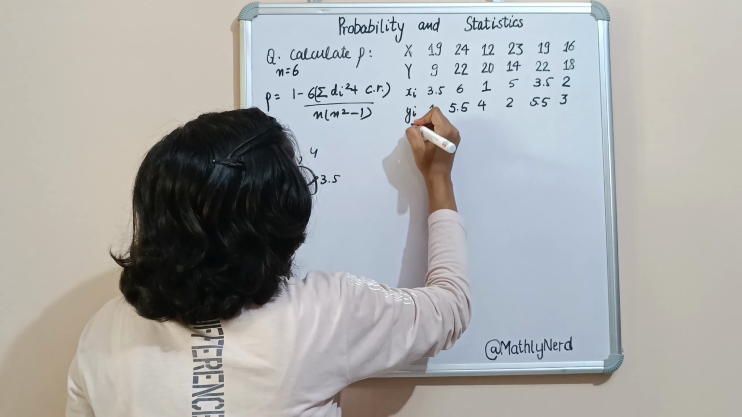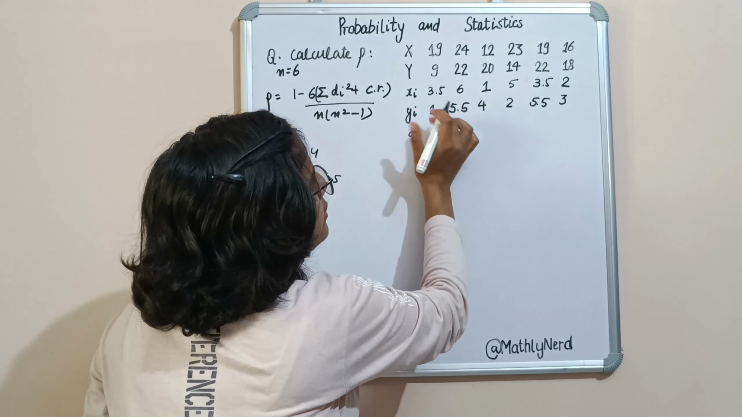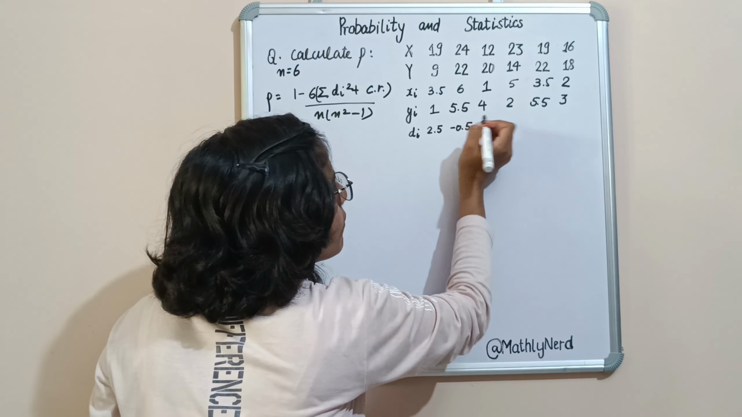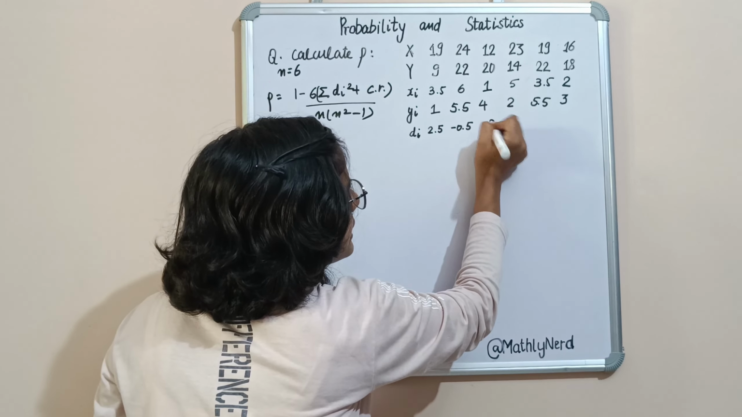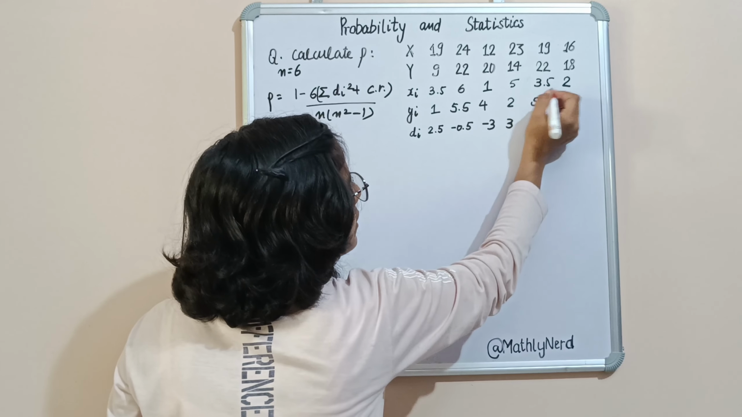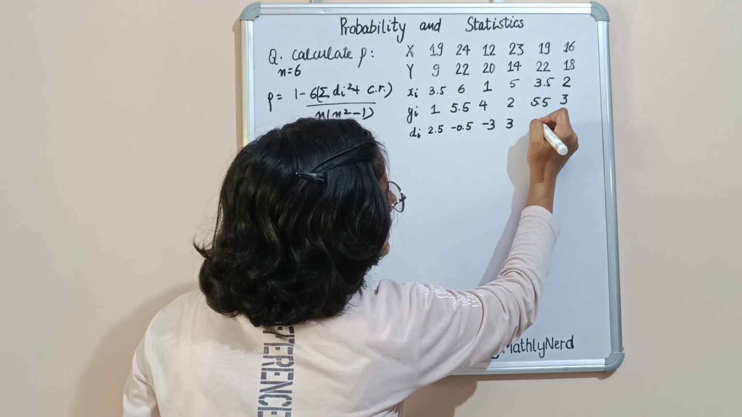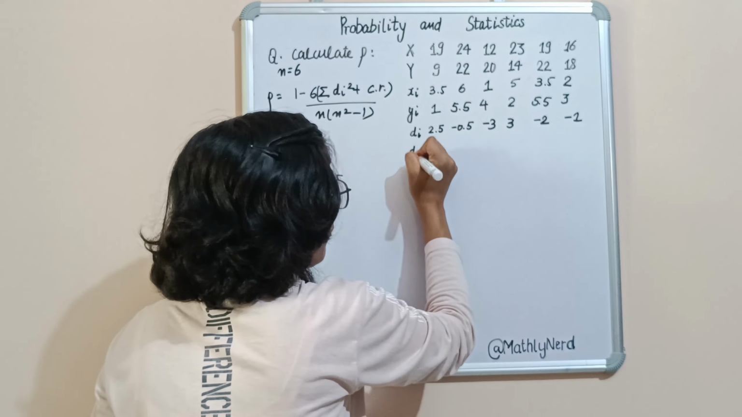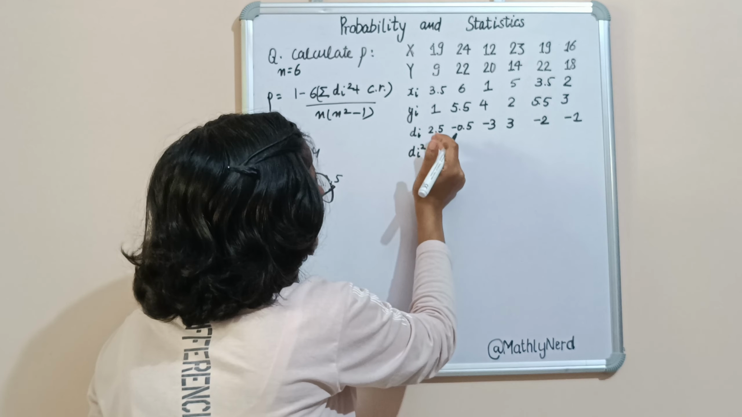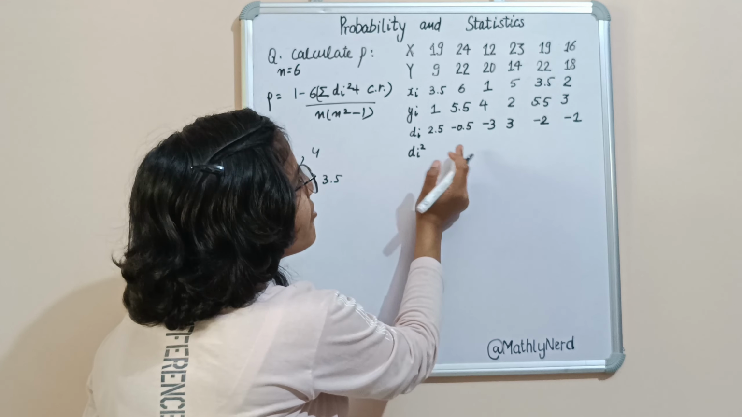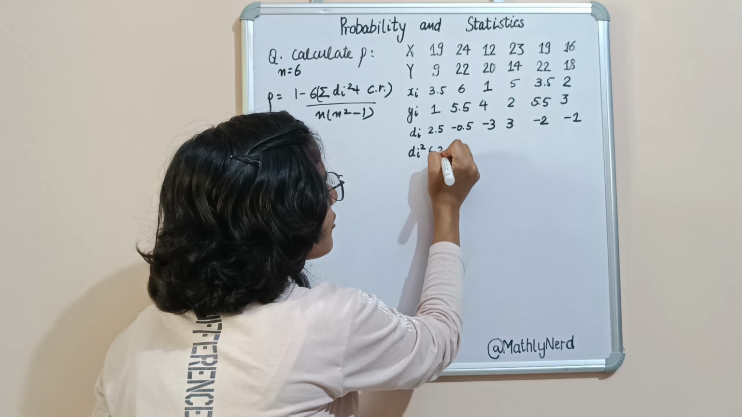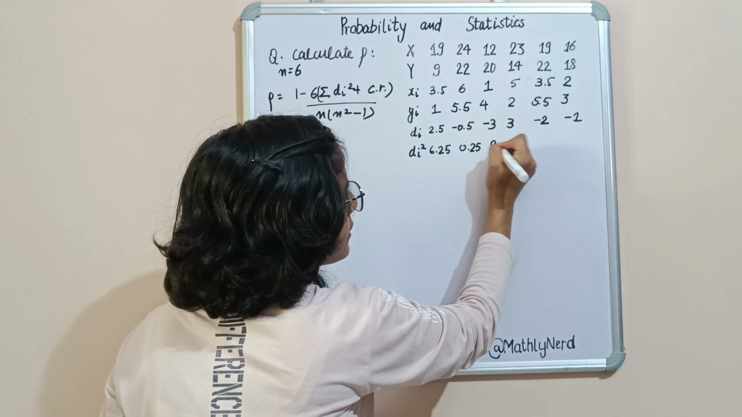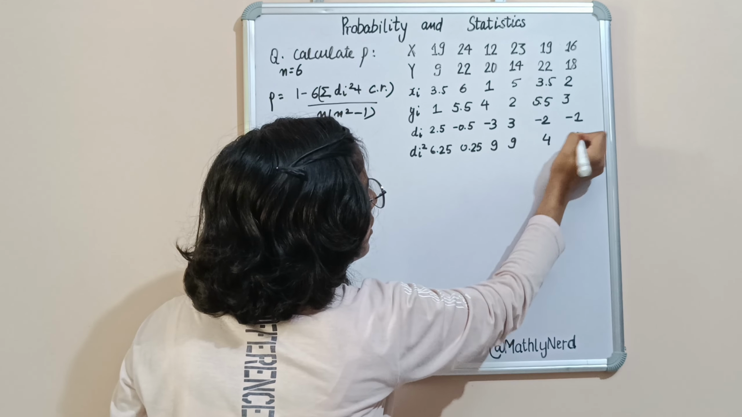Now we have to calculate di. 2.5, minus 0.5, minus 3, plus 3, this is minus 2 and minus 1. We have to calculate di square. This will be 2.5 square, 6.25, 0.25, 9, 9, 4, 1.